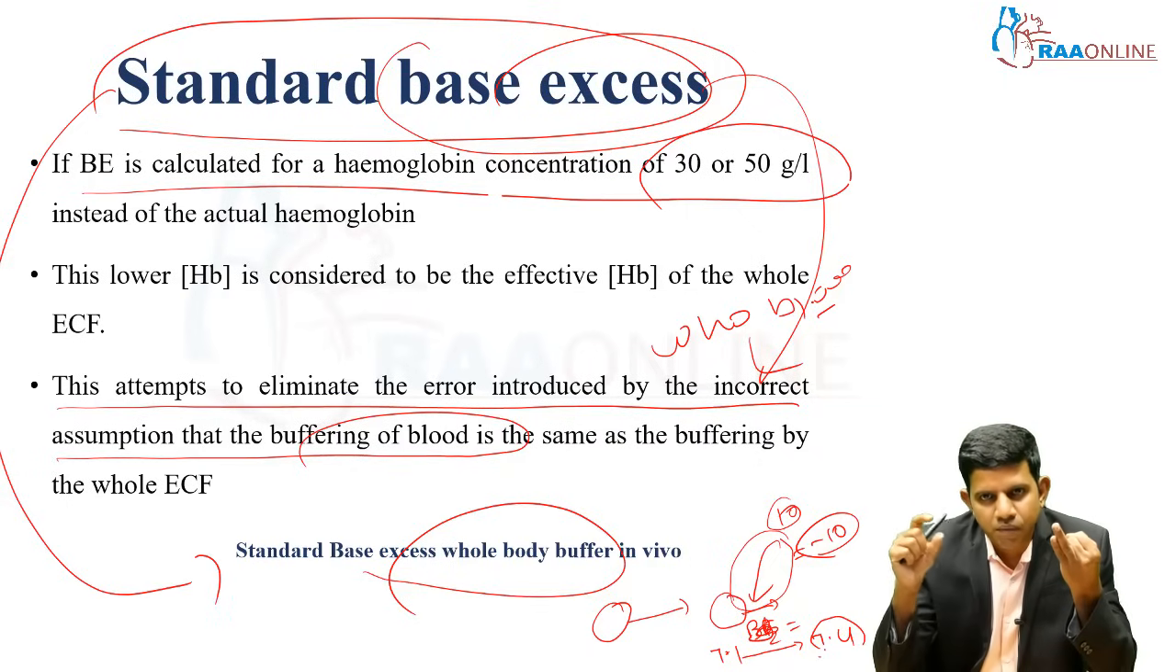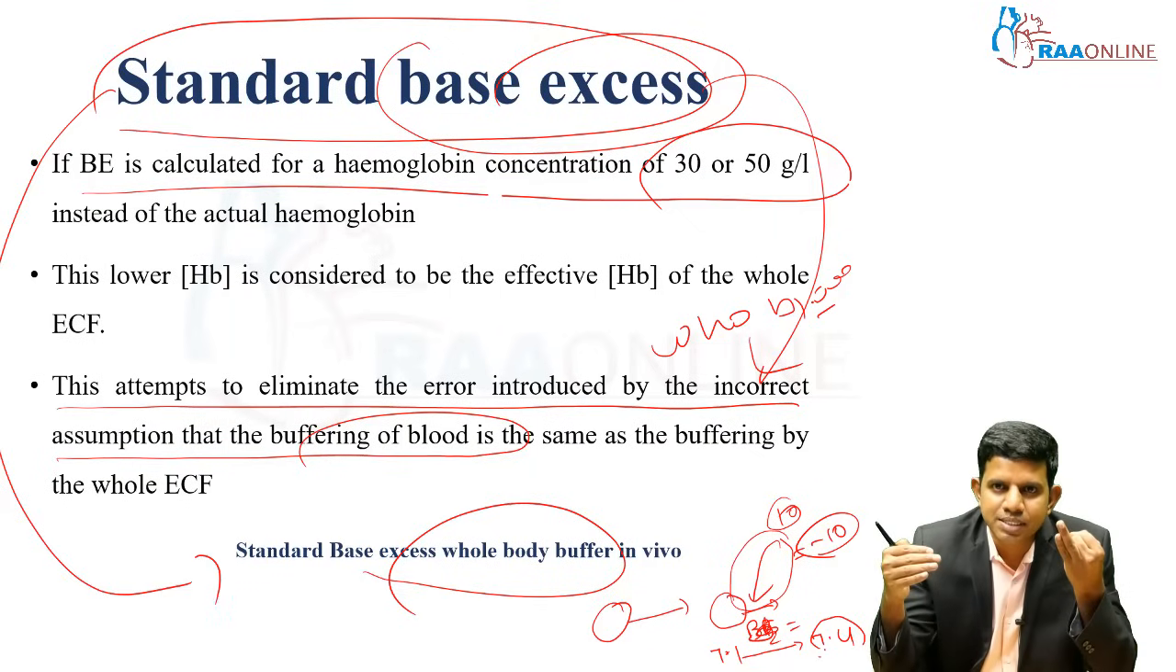But what is the problem with that? It cannot exactly give an idea about how much soda bicarb I have to give the patient to correct the metabolic acidosis, or how much acid I have to give the patient to correct my metabolic alkalosis. To overcome that, the Dutch group proposed something called base excess. The base excess is the difference between the actual buffer base and the normal buffer base. It is called base excess.